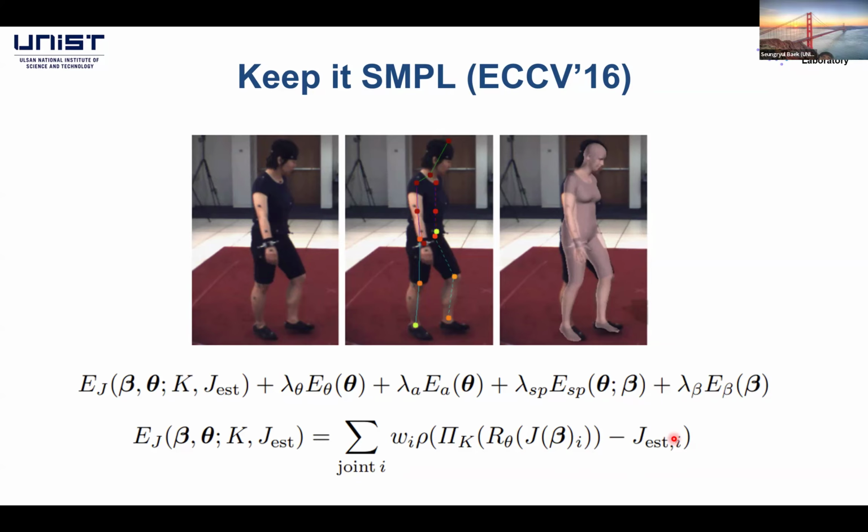So they are not training any network, but apply direct optimization for theta and beta by minimizing this objective. This is E_J, which is the main objective, and some others are regularizers. By minimizing this energy term, they are finding the optimal beta and theta that is well matched to the 2D joint estimated from the RGB image. That was the original approach that wanted to fit SMPL to the RGB image.